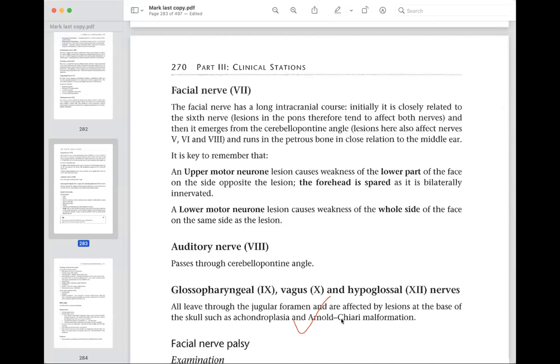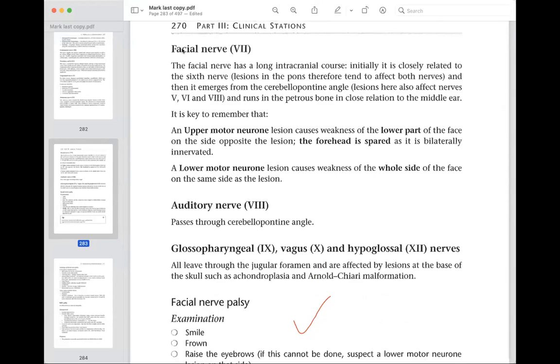Next is the facial nerve. This is the most common exam case. The facial nerve has a long intracranial course. Initially, it is closely related to the sixth nerve. That is, lesions in the pons therefore tend to affect both nerves, and then it emerges from the cerebellopontine angle, CP angle. Lesions here also affect nerves 5, 6, and 8. As we know, four nerves come from the pons and they are close to each other. So the lesion of one nerve can affect other nerves also, and it runs in the petrous bone in close relation to the middle ear.